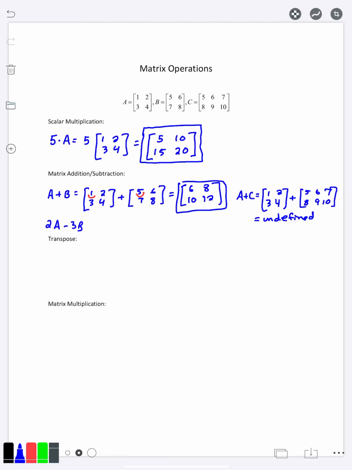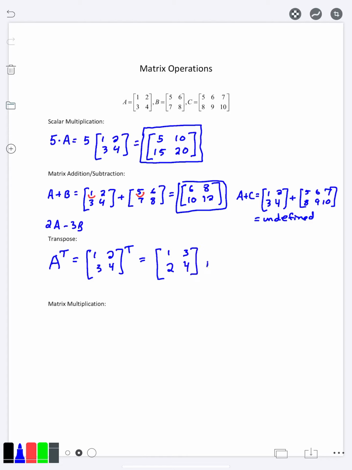The third one here is called the transpose, and that's when you put this little T where you would expect an exponent to be. And what that means is you switch what the rows and columns are. So right now my first row is 1, 2. That's no longer going to be the first row, that's going to be the first column. And similarly, 3, 4 was the second row, it's now going to become the second column.